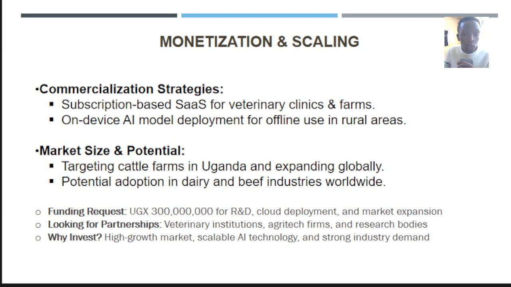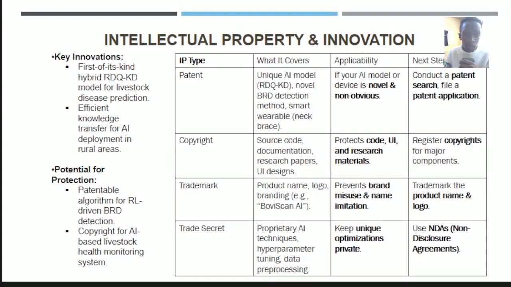And why should this approach be invested in? Basically, there is a high growth market since this approach is not that common, it is still new. Also, the scalable AI technology and strong industry demand on farms. And the intellectual property and innovation: the patent, copyright, trademark, as well as the trade secret of this product. We want to be able to protect it as ours.